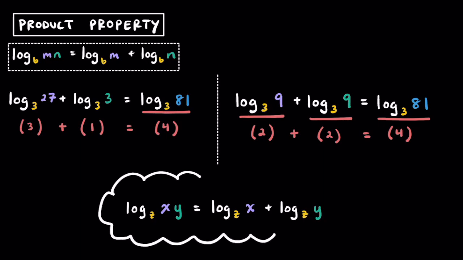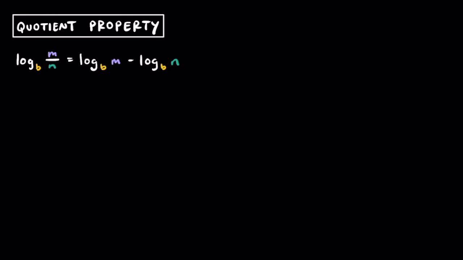Generalizing this, we can say that log base z of xy, or x times y, will be equivalent to log base z of x plus log base z of y. As long as we stay away from 0 and negative numbers, we can use any value for x, y, and z. Now let's talk about the quotient property. It states that log base b of m over n, or m divided by n, is equal to log base b of m minus log base b of n.